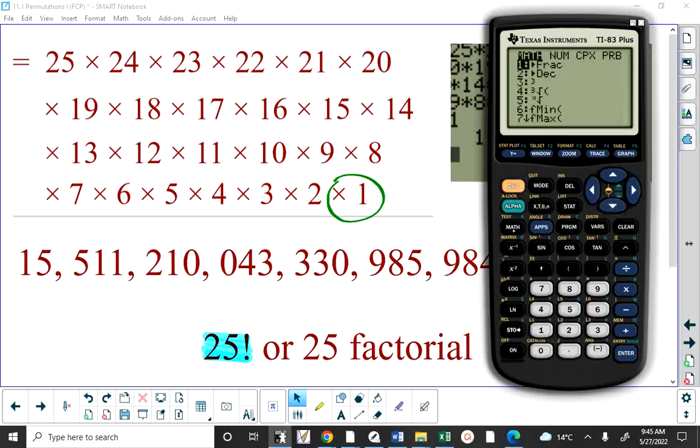Okay? On your calculator, you can find the factorial function in your math menu. You hit the math key and it's in the probability submenu, the far right menu. You can just scroll to the left to get there if you like, and there's the exclamation point. So you would enter 25, navigate to that place, 25 factorial. Okay.